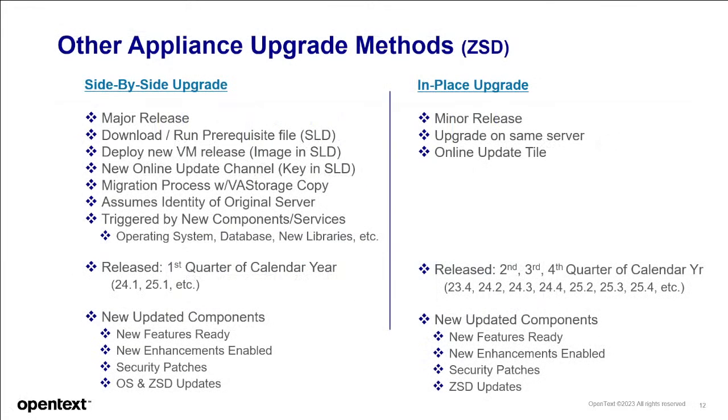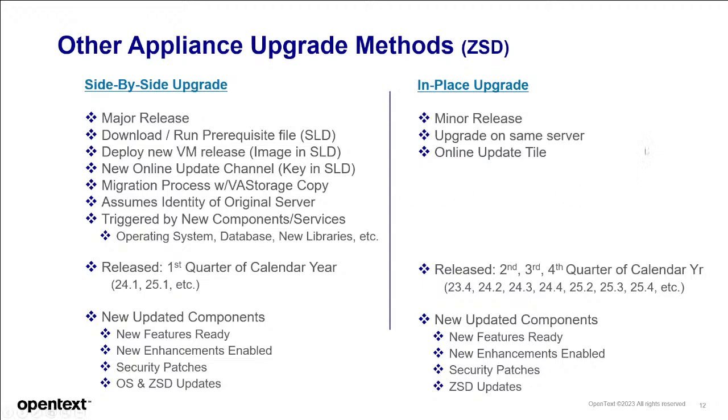Some of this system upgrade stuff, as far as side-by-side versus in-place upgrade. A side-by-side is where you prop up another device and then you migrate, and basically that will assume the identity of your older version and bring it current. Okay, it's done on major releases. You download a prerequisite file, VM release, and a new online update channel. The same key that's in your SLD still applies. Okay, it's a migration process. We'll go through this today.